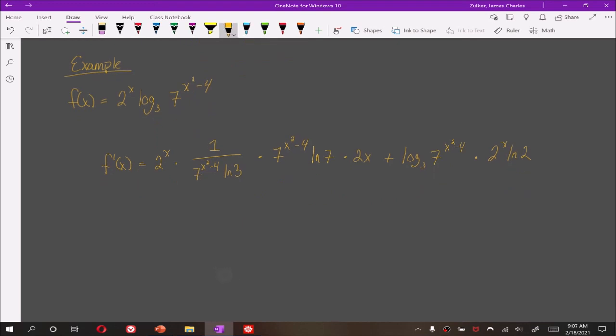Now let's just go ahead and simplify this. We will have 2x times 2 to the x times 7 to the x squared minus 4 times natural log of 7, all over 7 to the x squared minus 4 log of 3, plus 2 to the x natural log of 2 times log base 3 of 7 to the x squared minus 4. So those 7 to the x squared minus 4s will wind up dropping out.